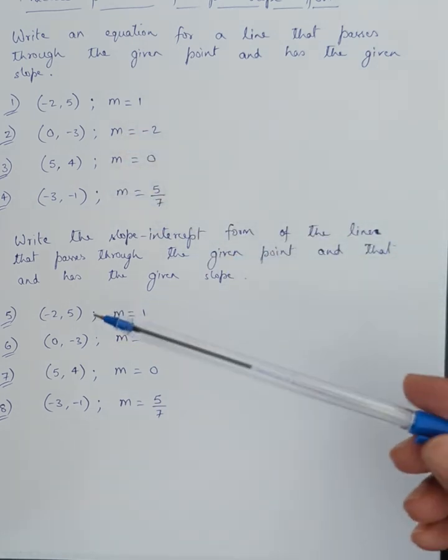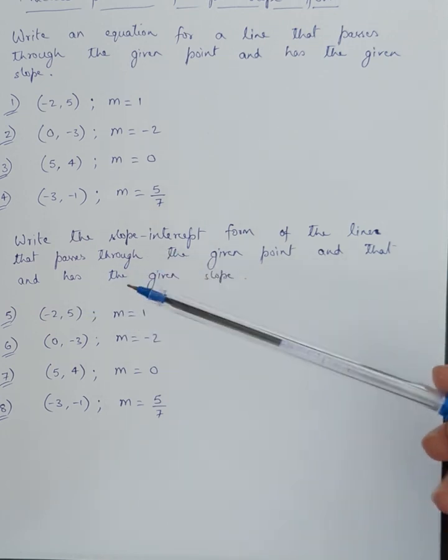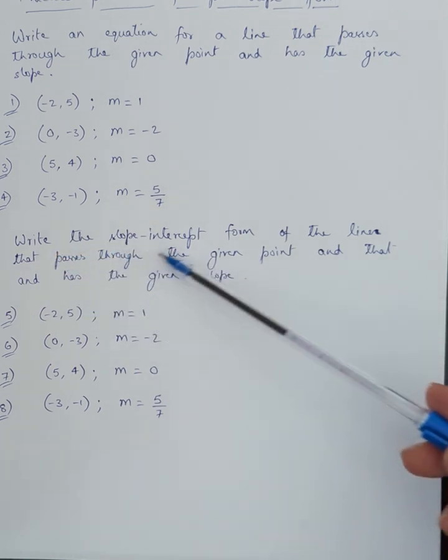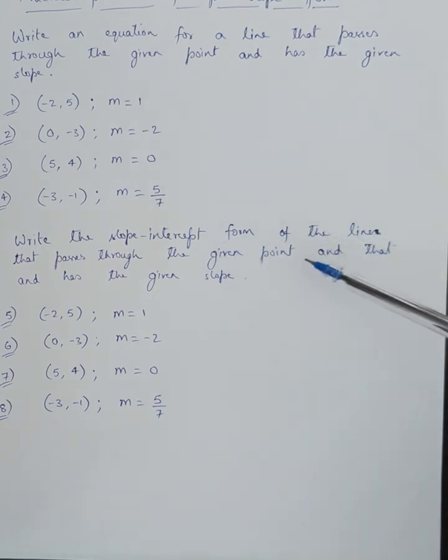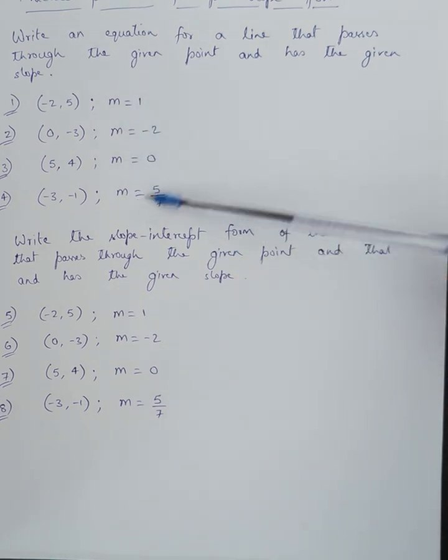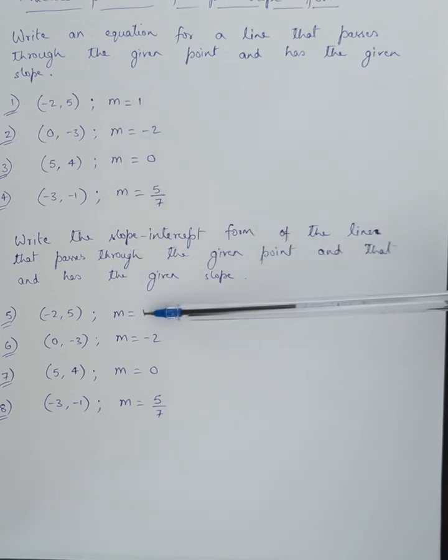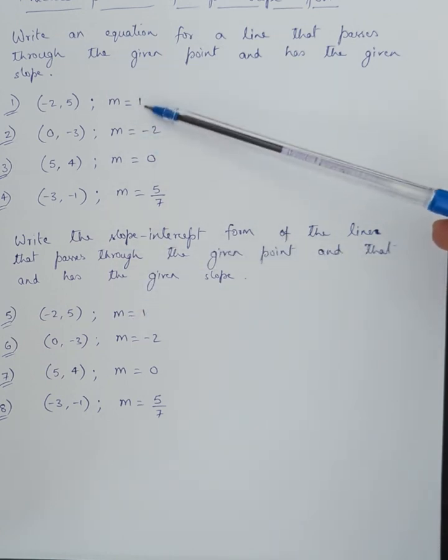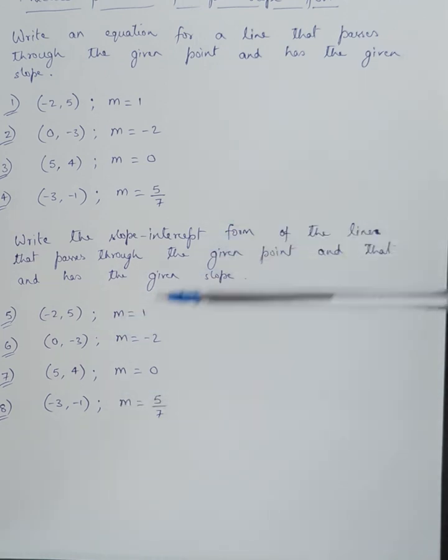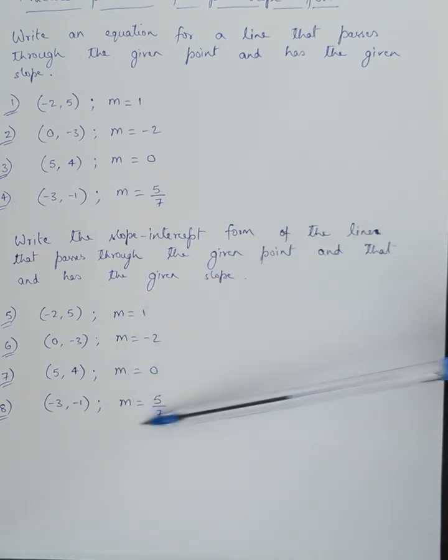And then I have one other set where I'm asking you to write the slope intercept form of the line that passes through the given point and that has the given slope. And in fact, I have used the same point and slope. So if you look at problem 5, it looks very much like problem 1. So what I want in these 4 problems is to go a step further, simplify, and write it in slope intercept form. And that's all I have for this video.